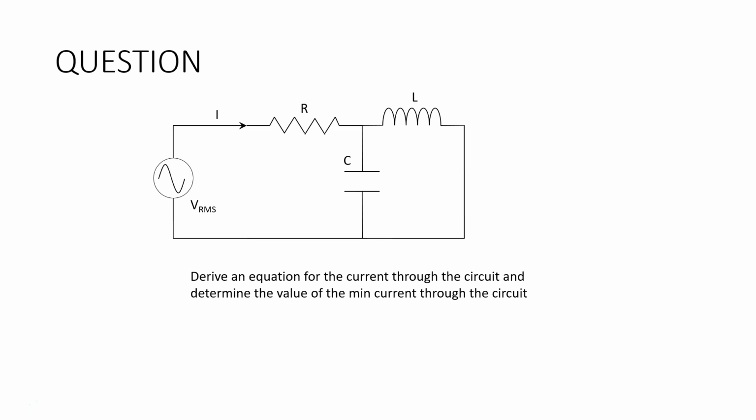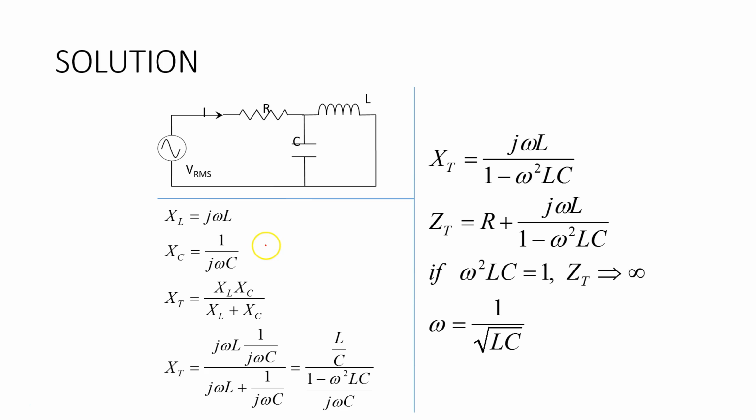If we have them in parallel, the L and the C this time, let's look at what happens. We're going to derive the minimum current through the circuit. So in this case, I go through the same thing, j omega L and 1 on j omega C. This time I have to find the parallel combination of these. So I put them product over sum for impedances, and I end up with the total reactance is j omega L over 1 minus omega squared LC.